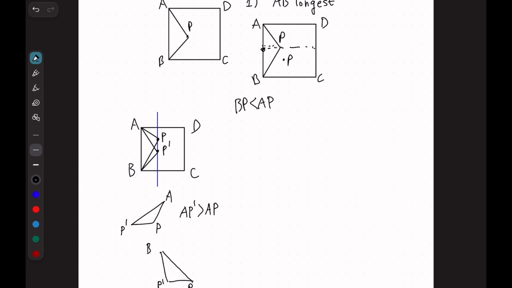So here, back to the case, BP is smaller than AP, so point P should be below the line. Here, BP is also smaller than AB, and AP is smaller than AB. So point P should be inside two of these circles. It's because if P is inside the circle, BP is smaller than R, and AP is also smaller than R. So the area should be this part.